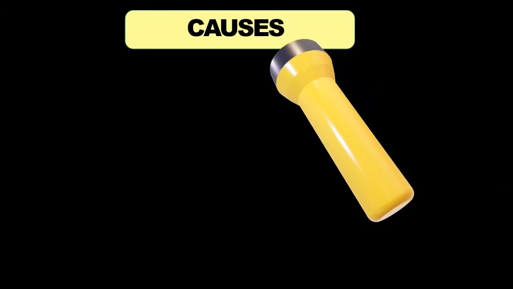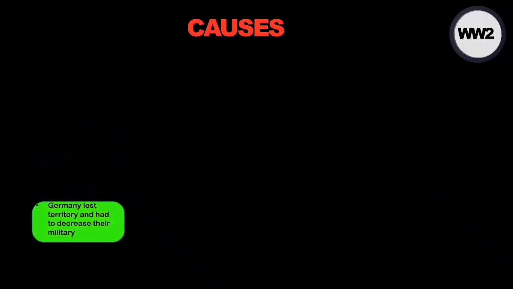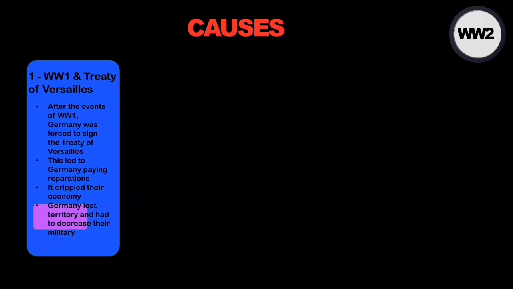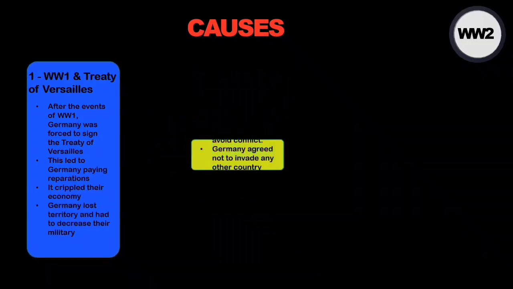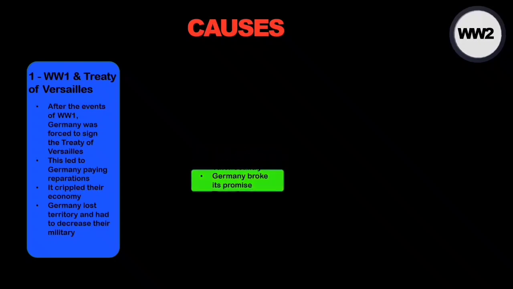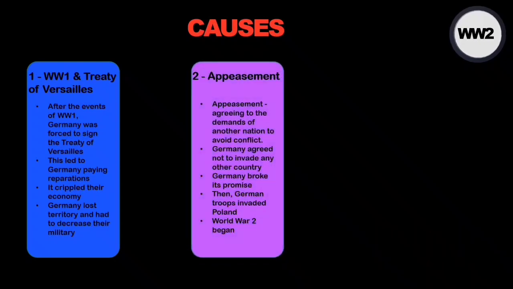Here are three of the main reasons for the start of World War II. The very first cause was World War I and the Treaty of Versailles. The Treaty of Versailles forced Germany to pay reparations to the Allies, which crippled their economy. Secondly, the failure of the appeasement allowed Germany to capture any lands they wanted. When Germany invaded Poland, the Allies declared war.